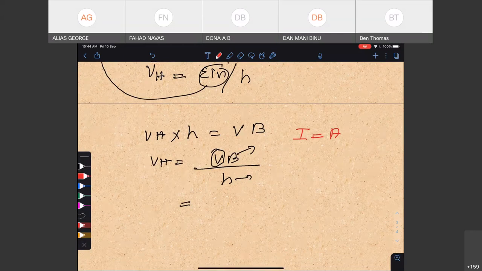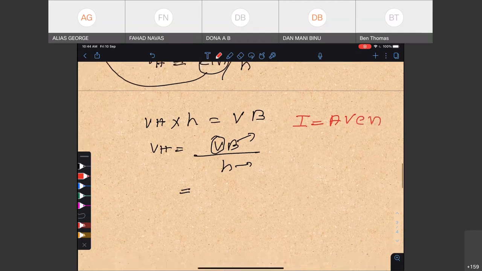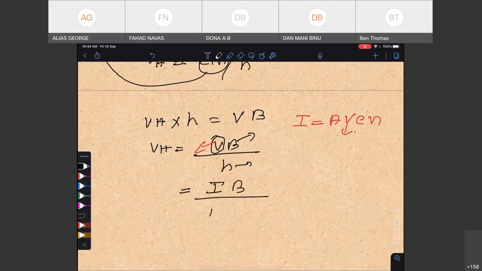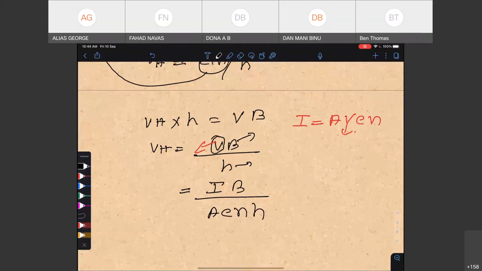So the current equation is equal to A into V, the velocity, into En. Okay. So we have here this V is there, and here also V is there. We can substitute this one, and I am going to substitute for velocity. So we can see this En, right?